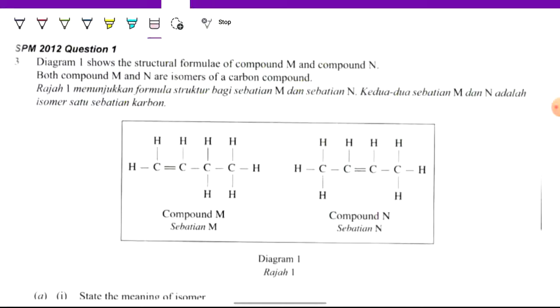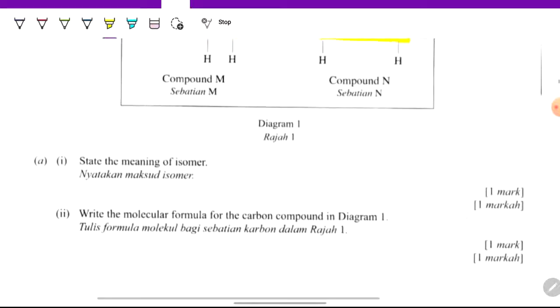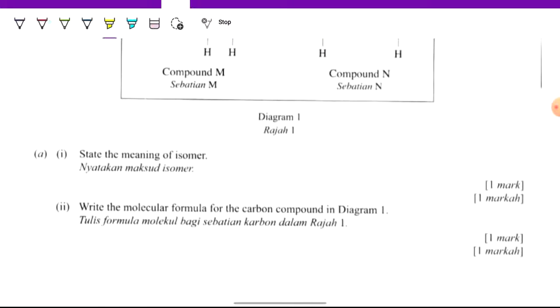Next question, diagram 1 shows the structural formula for compound M and compound N. Both compounds are isomers of a carbon compound. Compounds M and N consist of 4 carbon atoms with a carbon-carbon double bond. First question, state the meaning of isomers.